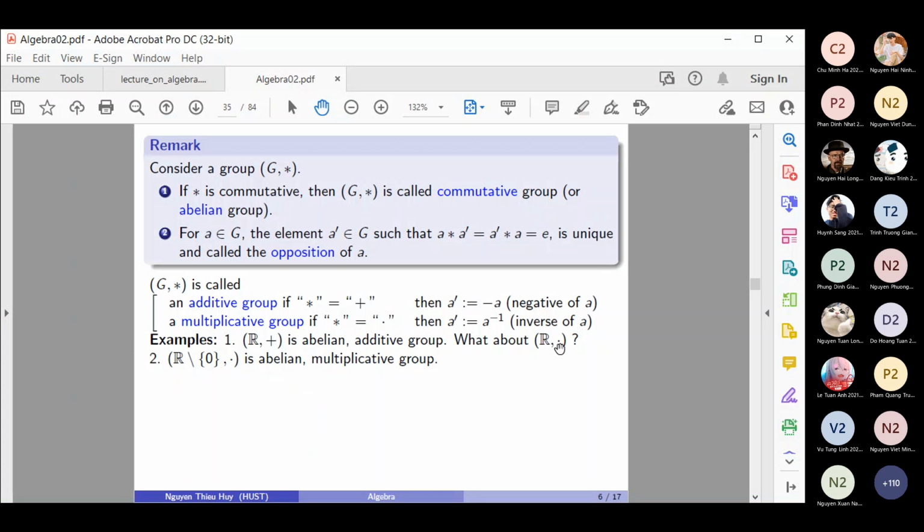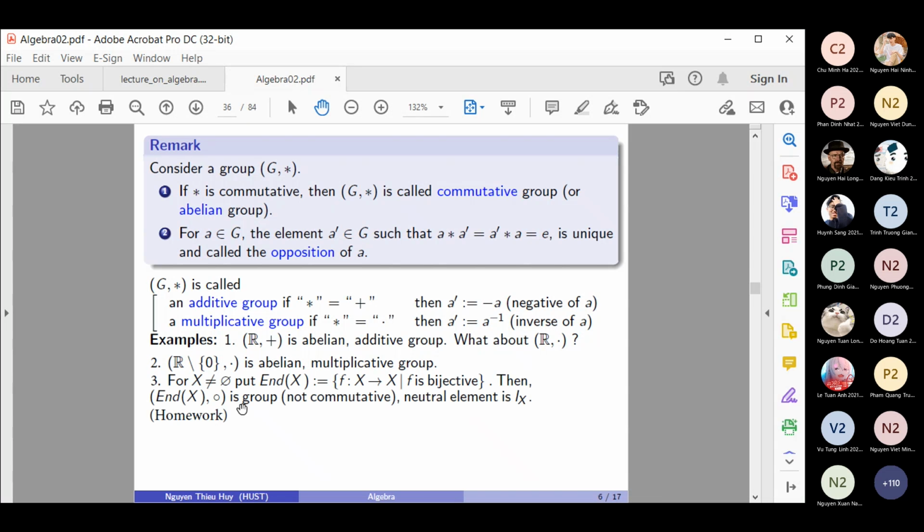This R with multiplication is not a group, but if you subtract 0 and again consider multiplication, then it has every property of a group, and moreover this is an abelian group, so a commutative group. The name multiplicative group here just means that this binary operation is written in the form of multiplication.